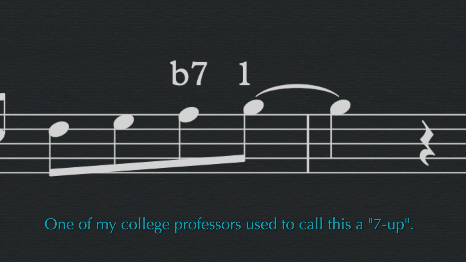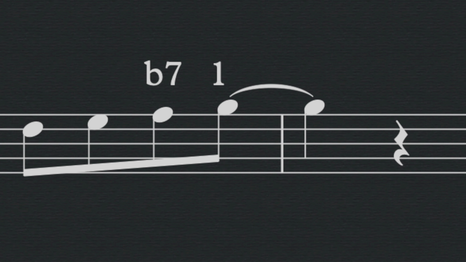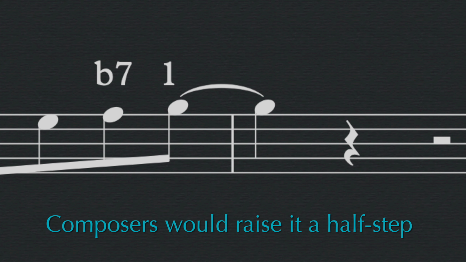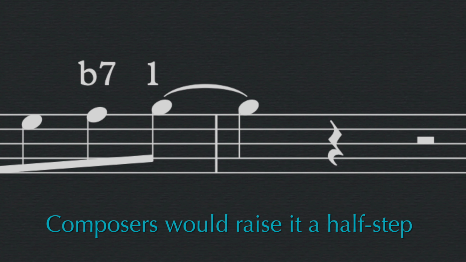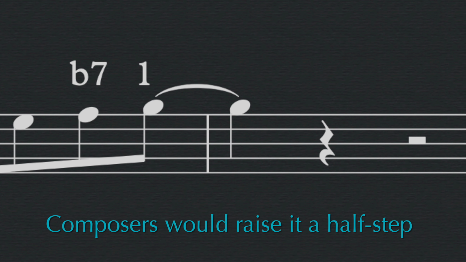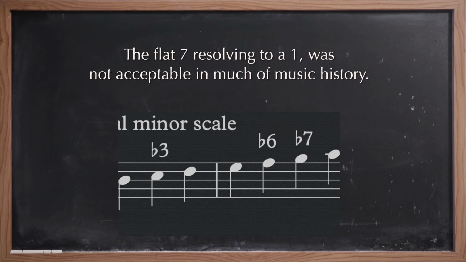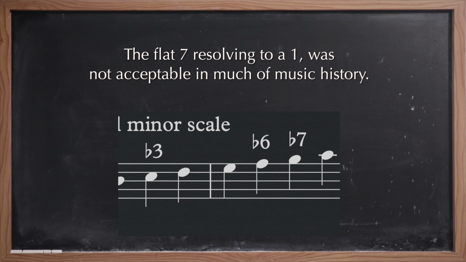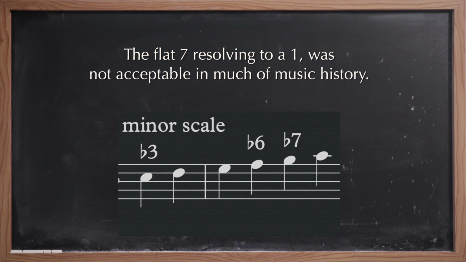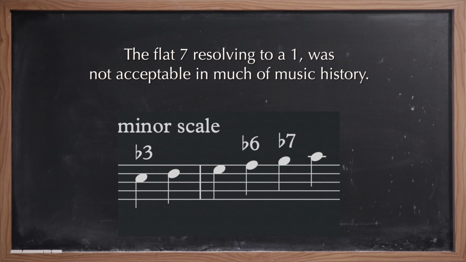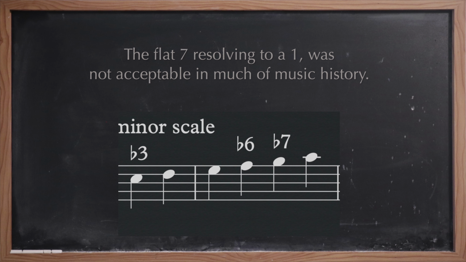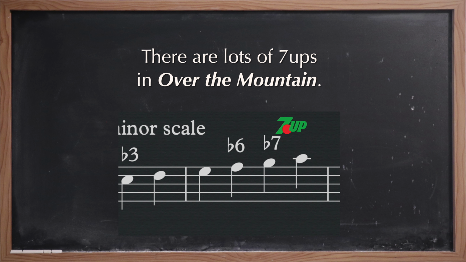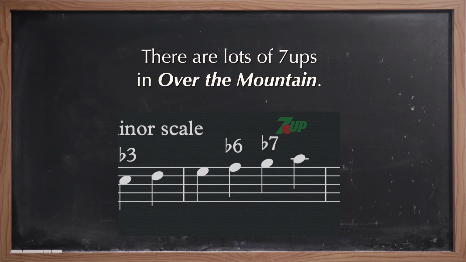The point here being is that classical composers were not allowed to have the flat 7th resolve upward. What they would do is raise the 7th so that it would be a proper leading tone, so it would be a half step higher. A flat 7th resolving to a 1 was not considered acceptable through much of music history. In fact, it's really only been in the 20th century and onwards that it has become acceptable to have a 7-up. In Over the Mountain, there are a lot of 7-ups throughout the song.